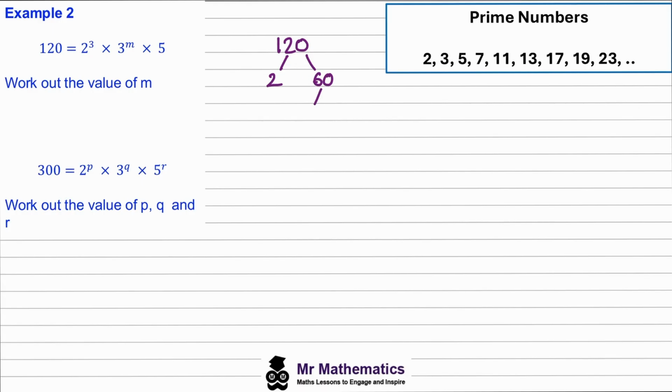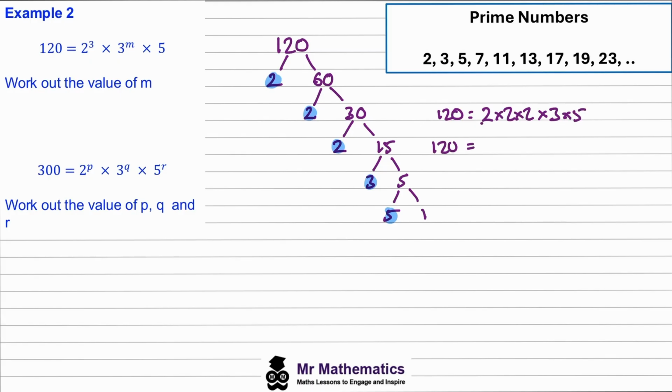Now 60 is also even. We'll divide that by 2 and we'll get 30. 30 is even. We'll divide that by 2 and we get 15. We can divide 15 by 3 to make 5. And we can divide 5 by itself to make 1. So the prime factors are these 3 2's, the 3 and the 5. So as a product of its primes, 120 will be 2 times 2 times 2 times the 3 times the 5.